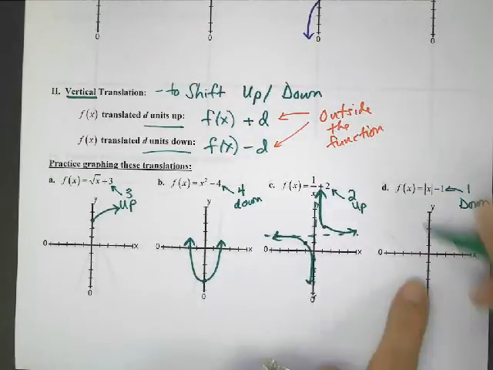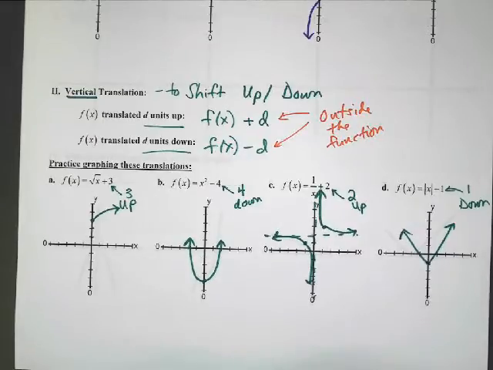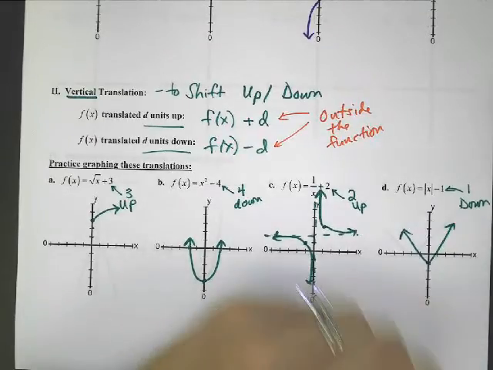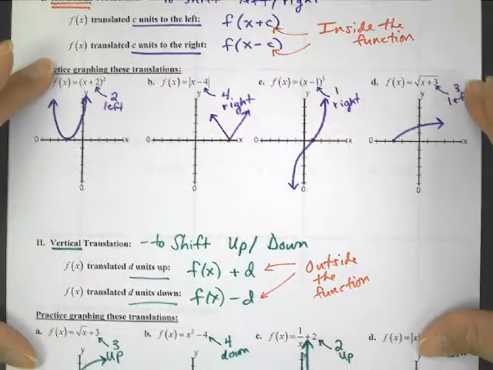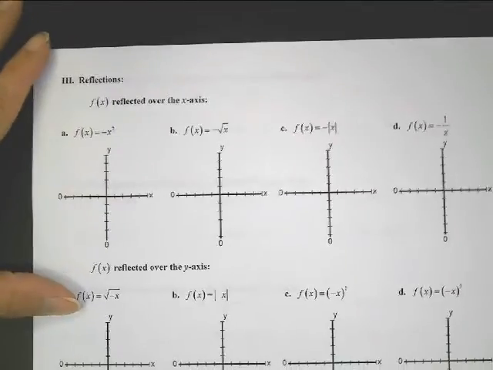All right, this last one right here, since that's outside, that's shifting 1 unit down. The absolute value graph looks like a V, but we're going to shift 1 unit down, and there is the V. Okay, so shifting up, down, left, right, you have to know which one they're saying by where the number is in the equation.